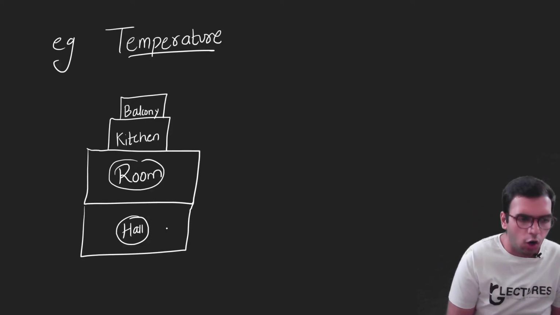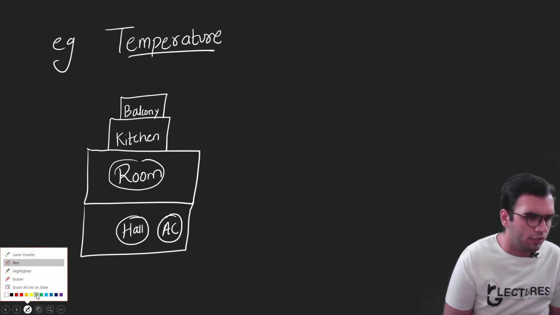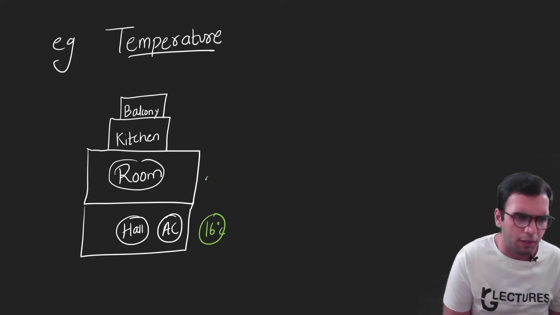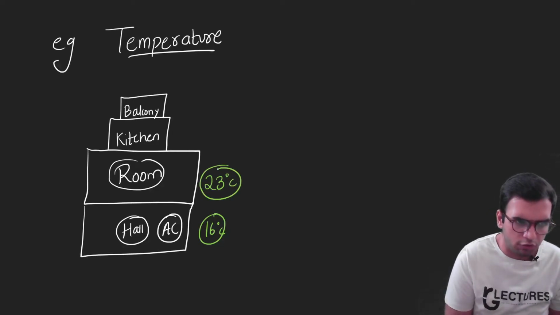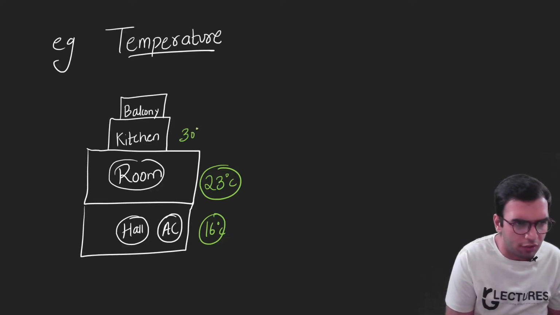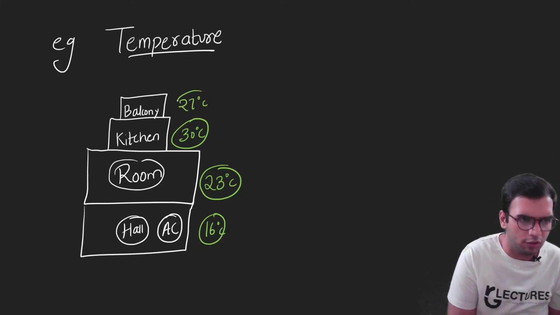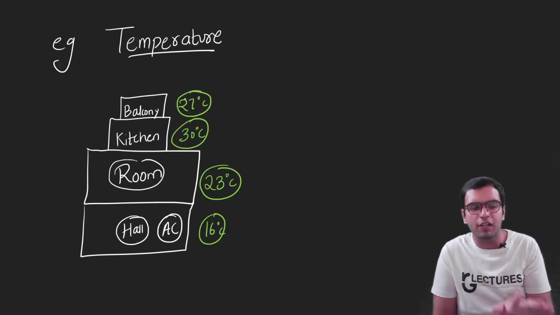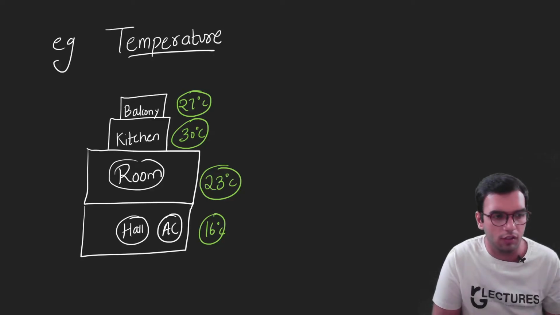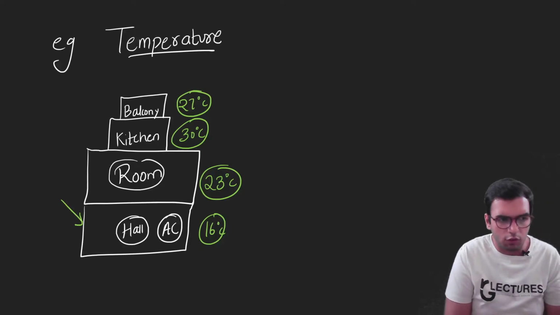In the hall there is an AC, so definitely the temperature will be low. Suppose the temperature of the hall is 16 degrees Celsius. In the room, suppose it is room temperature, 23 degrees Celsius. The kitchen is hotter because of the gas, so suppose it is 30 degrees Celsius. On the balcony there is wind, so let us say it is 27 degrees Celsius. So is temperature a scalar field or a scalar function, or does it represent a vector? What is temperature?